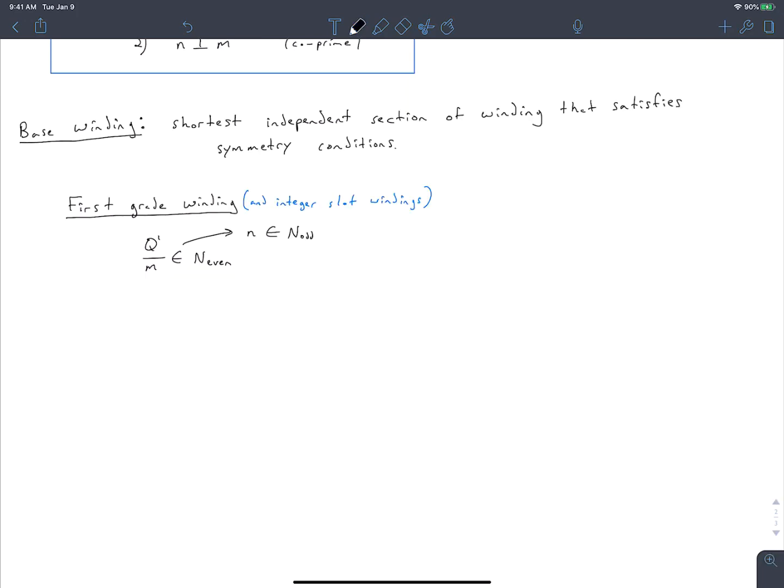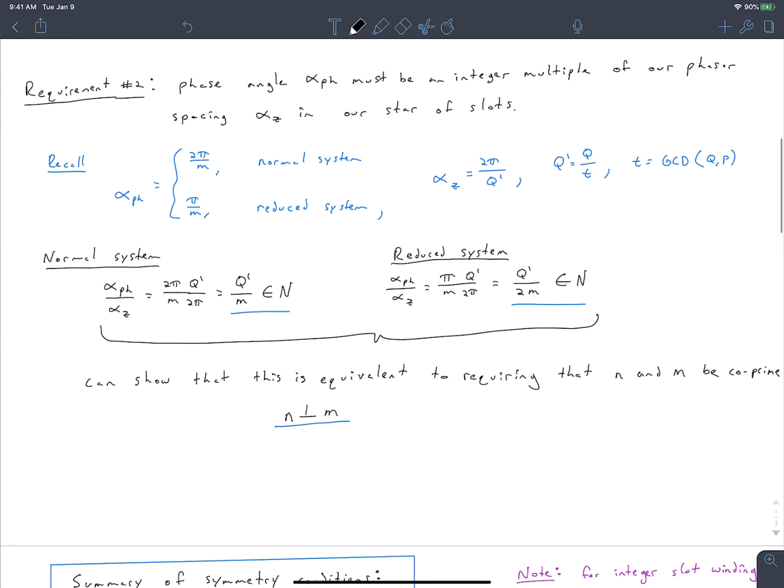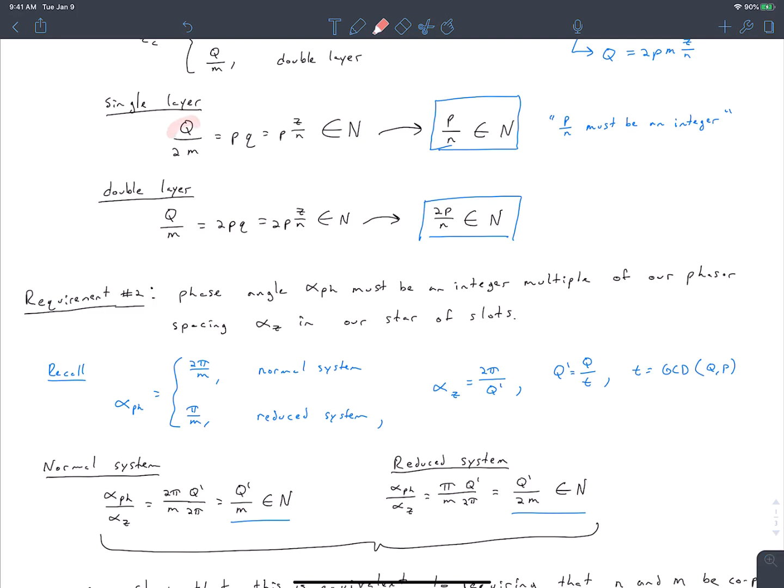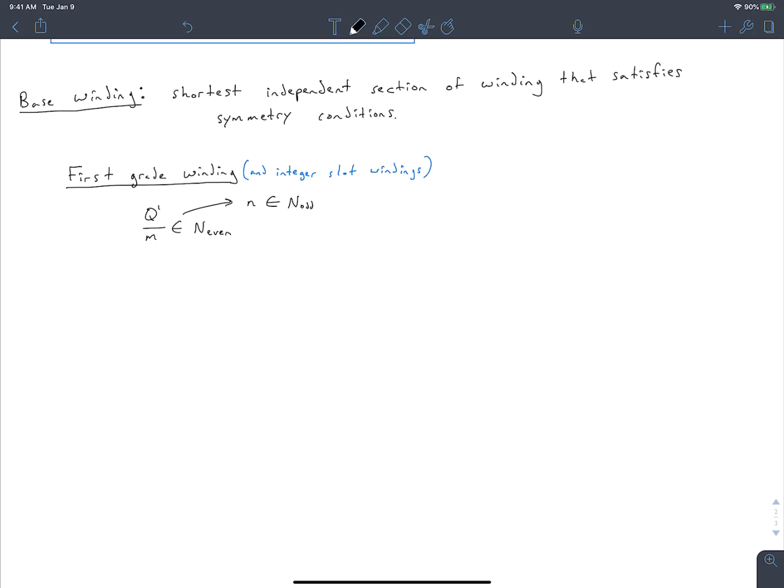And so we can see that if q prime by m is an even number, it is always going to satisfy these conditions for our first symmetry requirement. So if q prime by m is an integer, it automatically satisfies this requirement, so we're good. And the fact that it's an even number means that we can always divide it by 2 and it will still be an integer. So from this we can say that we are always able to have a base winding length which is equal to q prime. It doesn't matter whether we're talking about a single layer winding or a double layer winding. However, that will not be true in our second case.